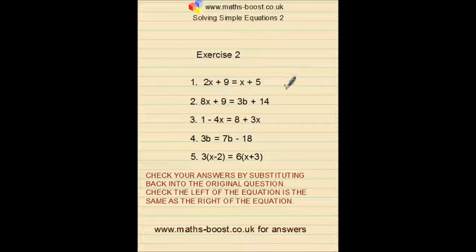So here's some equations for you to have a go at solving. Remember, you can always check your answer by substituting back into the original equation. Check that the left-hand side of the equation evaluates to be the same as the right-hand side of the equation, and you can be sure that the value of x that you found is correct.